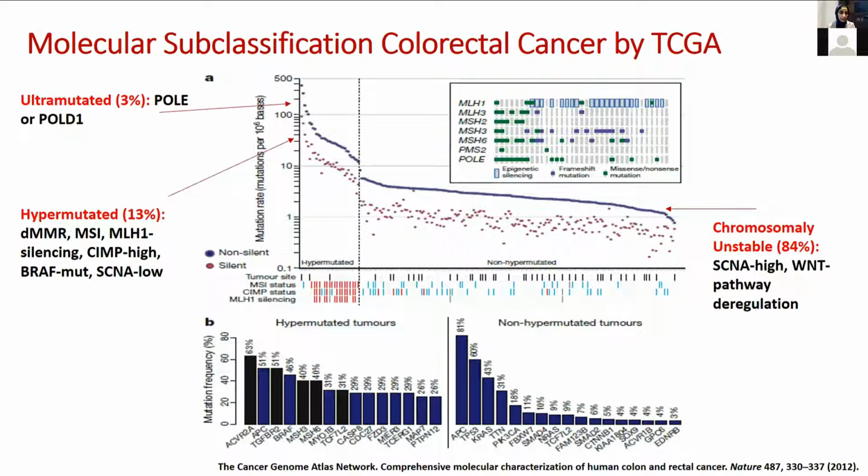This is just showing the TCGA molecular subclassification of colorectal cancer with a lot of overlap between the pathways that we have mentioned. But I just want to highlight here that there is a non-hypermutated type and hypermutated type. And in the hypermutated type, there are 3% of cases in this cohort that are characterized by unusually high TMB, above hundreds, and are characterized by POLE or POLD mutations.